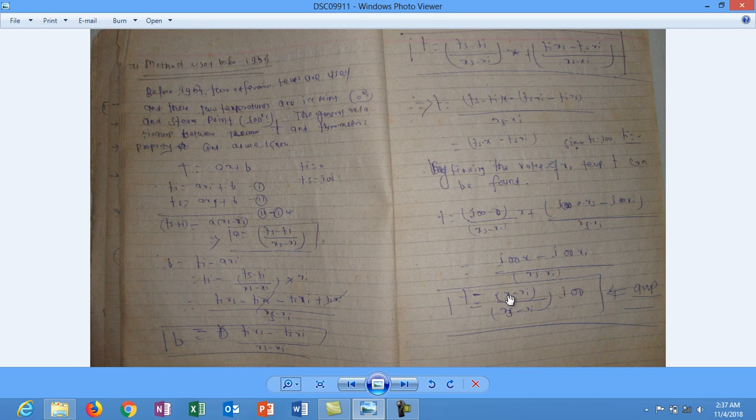T is equal to x minus xi. We know that there is some order between x, xi and xs. The lower temperature is the ice point, therefore the length xi is smaller than that of xs. So in that condition, T is equal to (x − xi) divided by (xs − xi) into 100. Right.